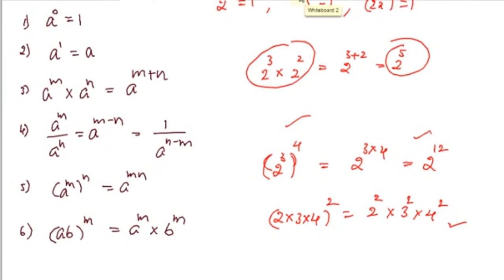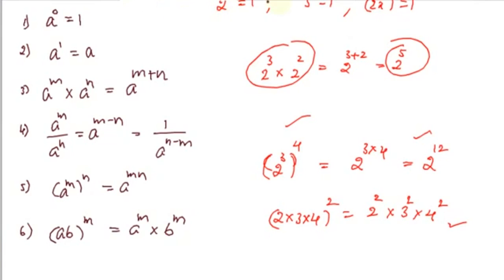Next, I'll write here. Okay, this is the sixth one. Now the seventh formula: a to the power minus m is equal to 1 by a to the power m. So if you want to change the sign of the power, write it in the denominator place and the power sign will be changed. A to the power minus m is equal to 1 by a to the power m.